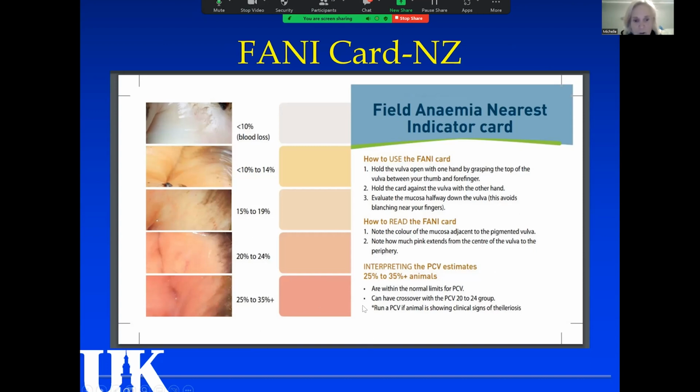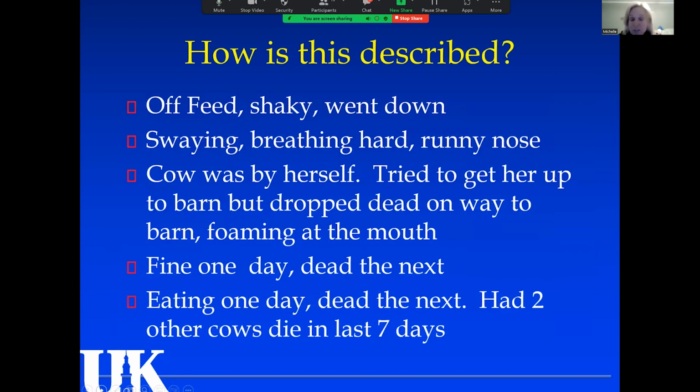I mean, this is normal. 25 to 35% packed cell volume, and you can see the color over here should be a nice darker pink, and as they get more anemic, it gets lighter. This 15 to 19% is lighter, and then this 10 to 14%, they're actually a little bit icteric there. And then if they're really anemic and get less than 10% packed cell volume, I mean, they're white. They're really white. So that's probably the best place to evaluate anemia.